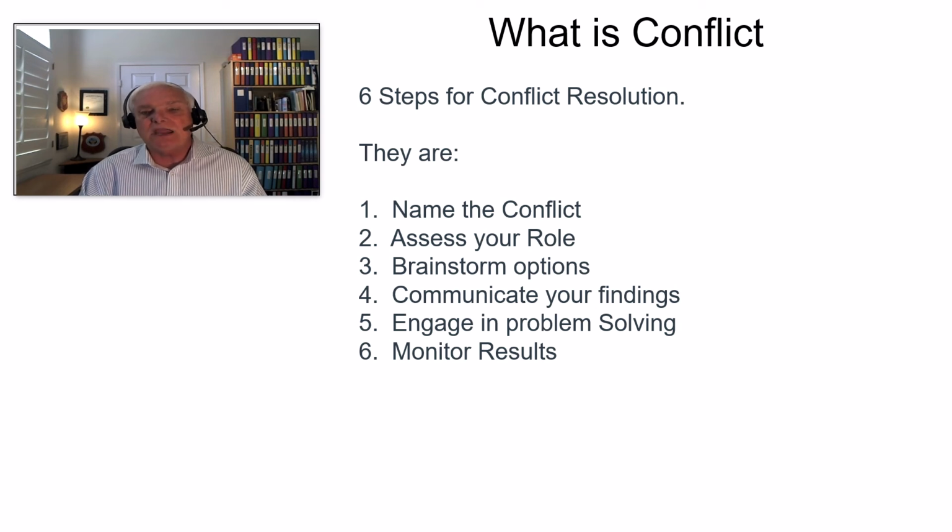Then you have to communicate your findings. So you have to let the people that are involved in the conflict know what exactly we found out. And then you have to engage in problem solving. That problem solving map that I showed you previously would be a great one to use for this. And then you need to monitor those results. So you need to come back and double check, make sure that the conflict has either resolved itself through this process, or that if we need to come back with another interaction, we do that.